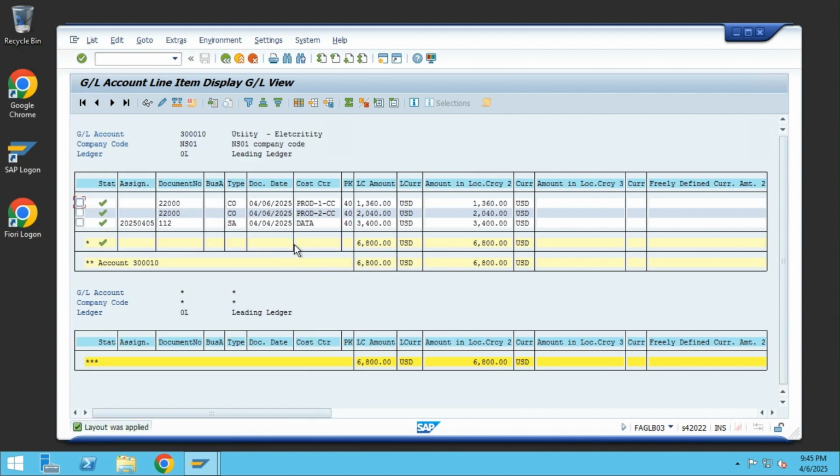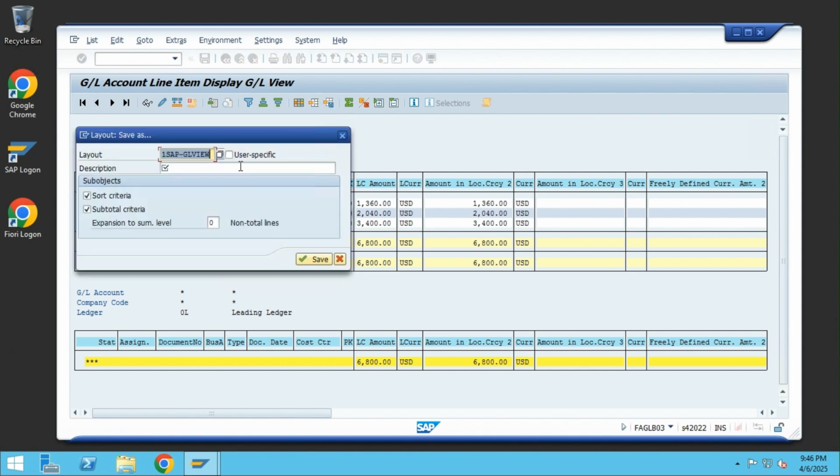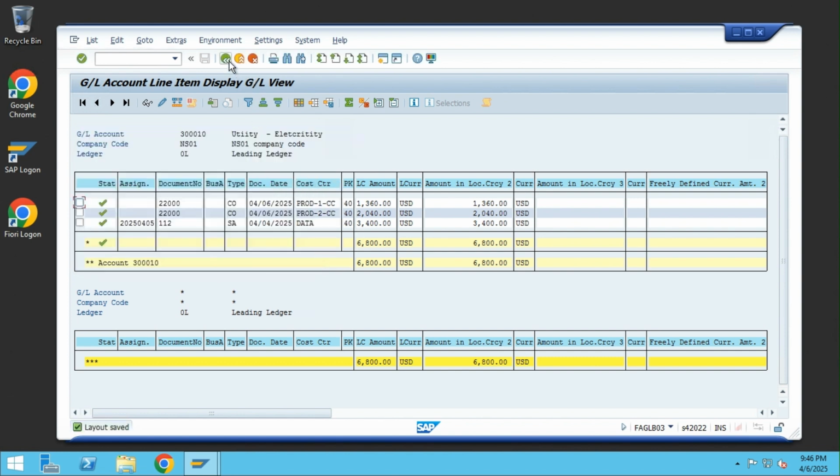So what happened was, originally data cost center was debited with 3400, and then through distribution the production cost centers were debited with this amount. So that's why it is showing this 6800 on the debit side. Let's save the layout. You can just say you set the layout. Now that was for the debit side.